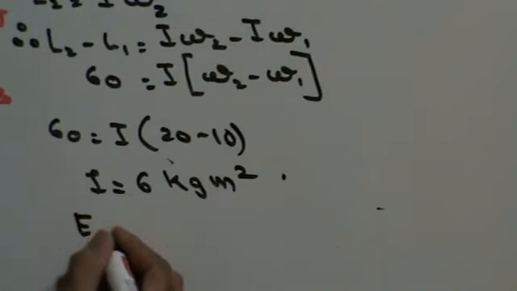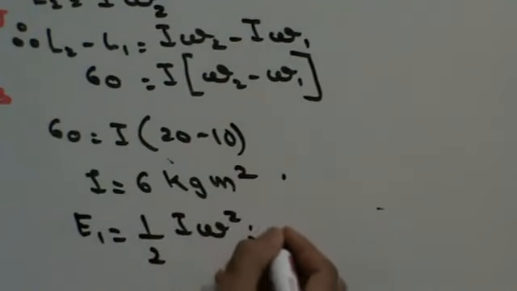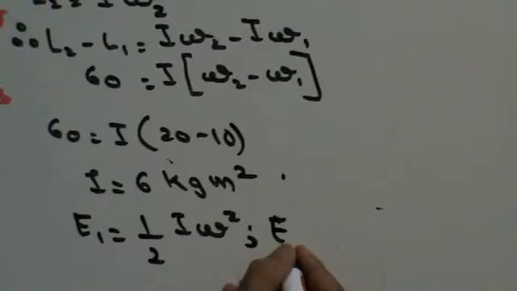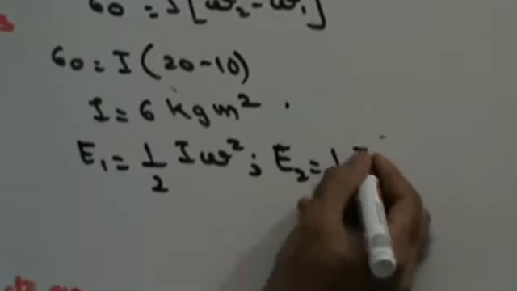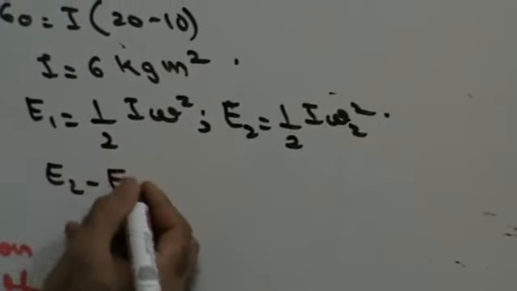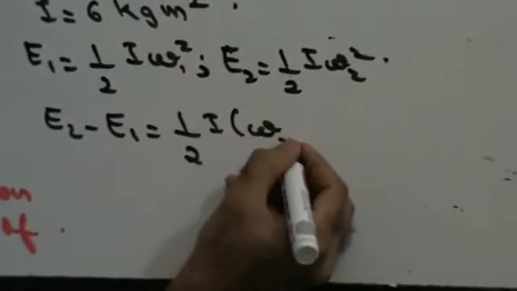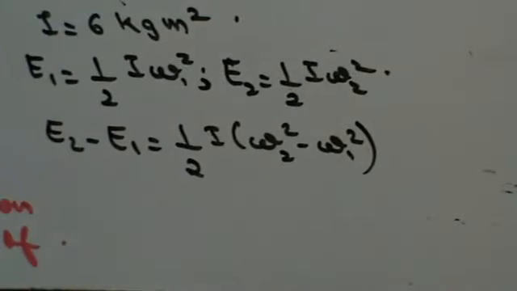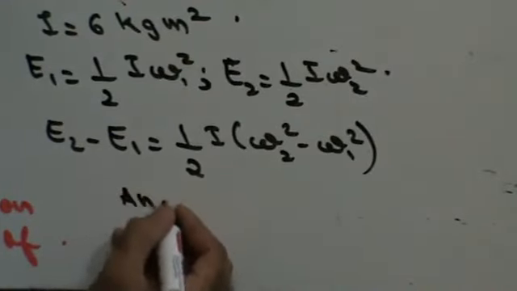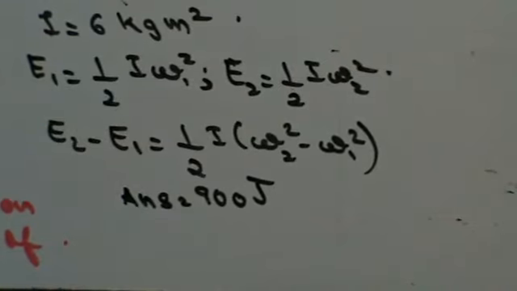Now kinetic energy possessed by the first body is half I omega 1 square. Similarly, kinetic energy possessed by the second body is half I omega 2 square. Therefore, change in kinetic energy E2 minus E1 is half I common into omega 2 square minus omega 1 square. I you have already found out, you know omega 2 and omega 1. You should be able to get the answer. The answer for this sum should be 900 joules. Next, take down the next one please.